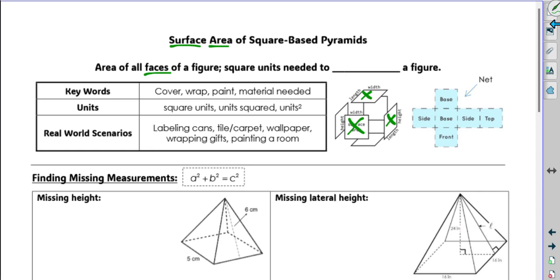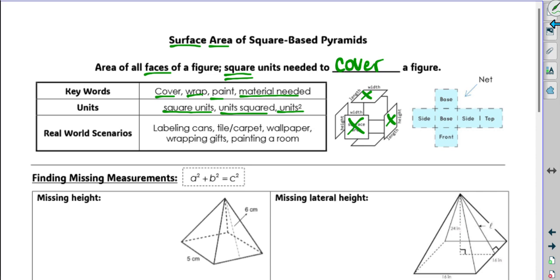Surface area is talking about the number of little squares that are needed to fit or cover a figure. It's literally talking about the number of squares that fit on a shape. So we can hear the word cover, wrap, paint, material needed. All of those are talking about the outside of the shape. Material needed maybe is a little bit more vague. If it's talking about making the outside of the shape, then that's talking about surface area. It's possible you're talking about making the entire thing, which would include the inside. That would be talking about volume. The units are always square units. Unit squared. Again, it's actually talking about the number of little squares that fit on a shape.